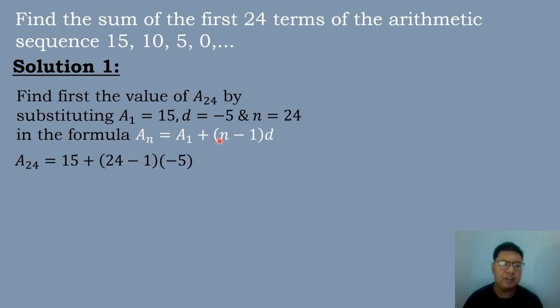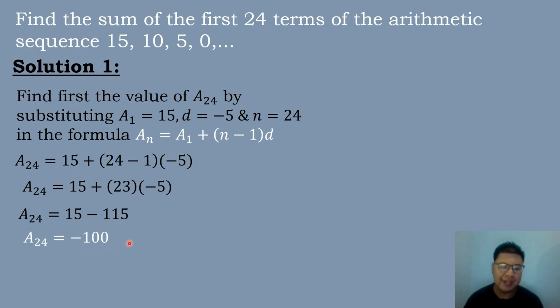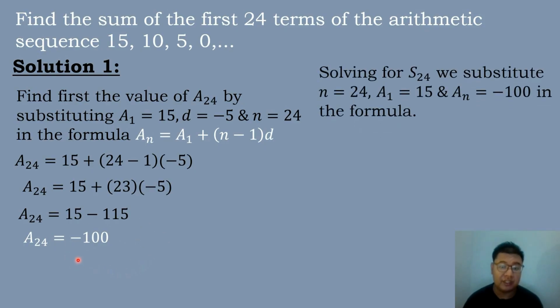We will substitute the values in our formula. So we have a sub 24 is equal to the value of the first term, which is equal to 15, plus n is equal to 24, and then minus 1 times the value of the common difference, which is equal to negative 5. Then simplify. Bring down 15, 24 minus 1 is 23, and then 23 times negative 5 is negative 115, and the negative 115 plus 15 is equal to negative 100. So the value of a sub 24, or the last term, is equal to negative 100.